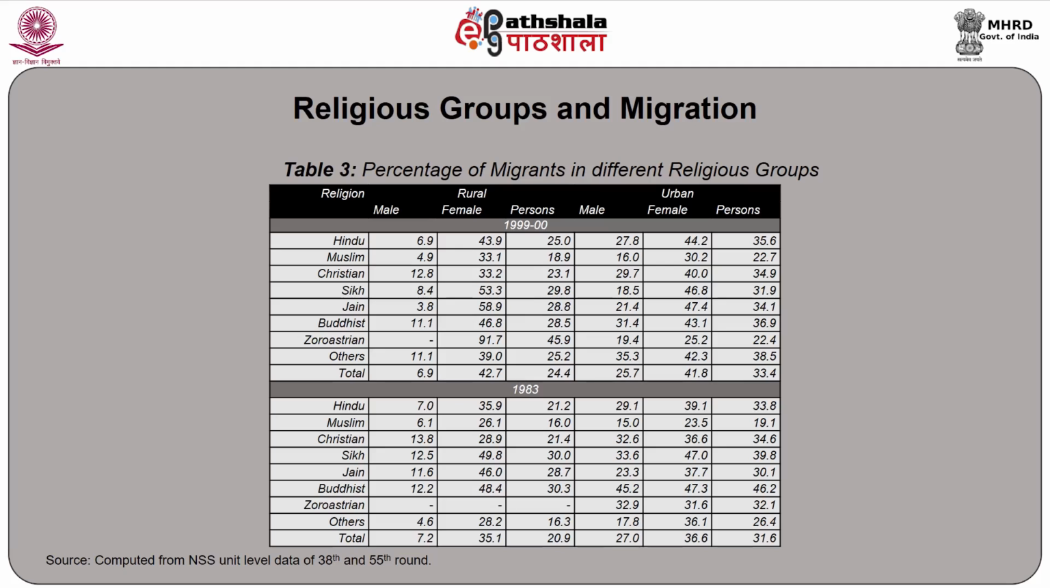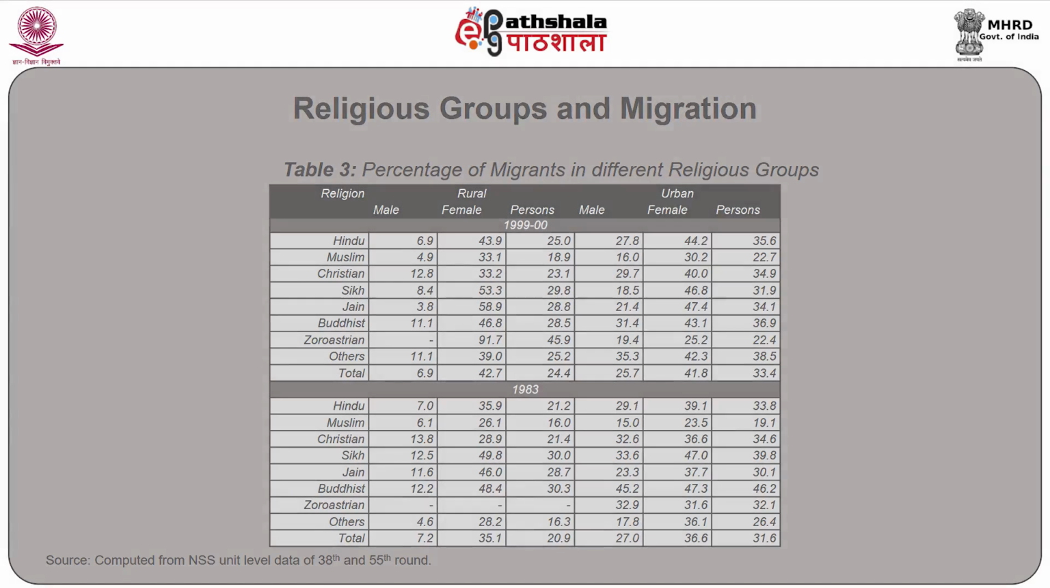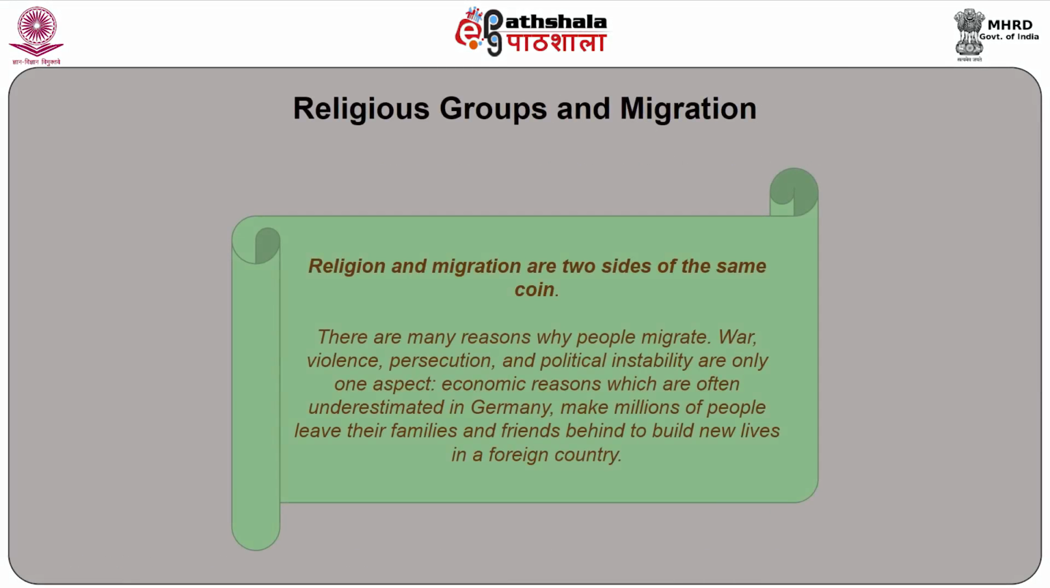starting from Hindu, Muslim, Christian, Sikh, Jain, Buddhist, Zoroastrians and others, separately for each year, that is 1999-2000 and also 1983. The source for this data, which has been computed from National Sample Survey unit level data of the 38th and 55th rounds, clearly reveals the major variations across these religious groups. That way, religion and migration are two sides of the same coin.